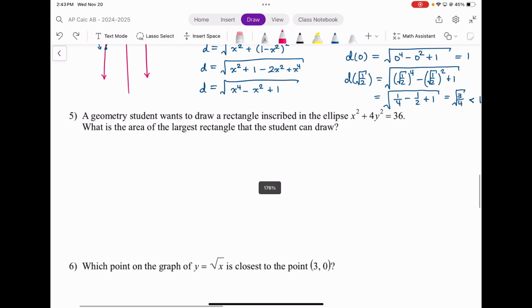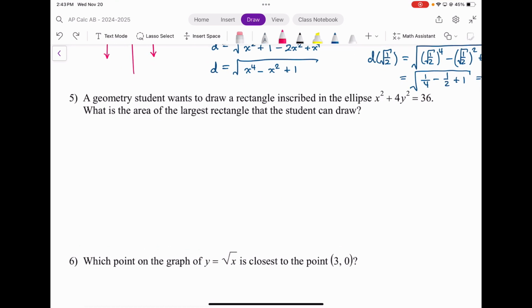Okay, this one, things get a little wonky here, so hang with me. A geometry student wants to draw a rectangle inscribed in the ellipse, x squared plus 4y squared equals 36. What is the area of the largest rectangle that the student can draw? So you definitely need to draw a picture here.